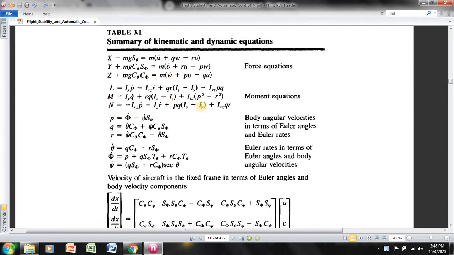The second is the moment equation. There is no gravitational effect, but you have the inertia. And then we have another three equations that relate body angular velocities in terms of Euler angles and Euler rates, and the other way around. Three equations state the Euler rates in terms of Euler angles and body angular velocities.